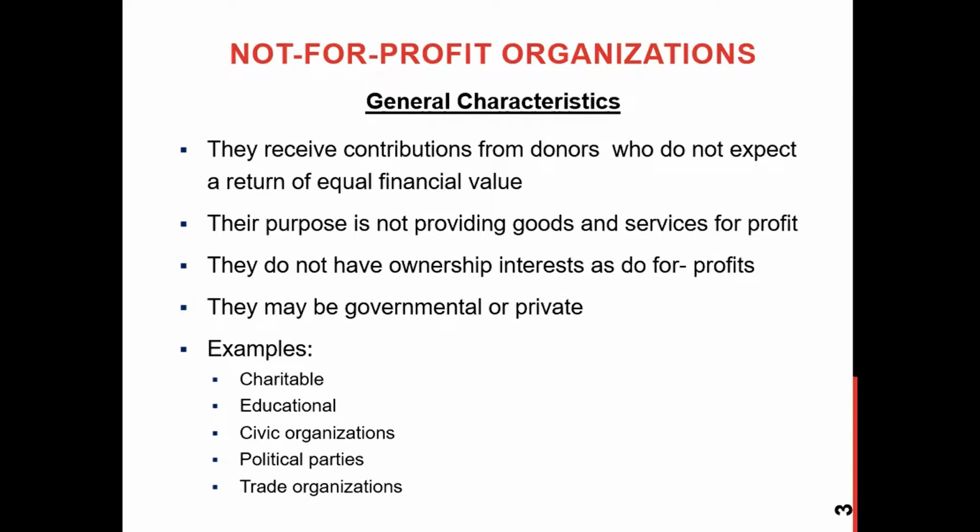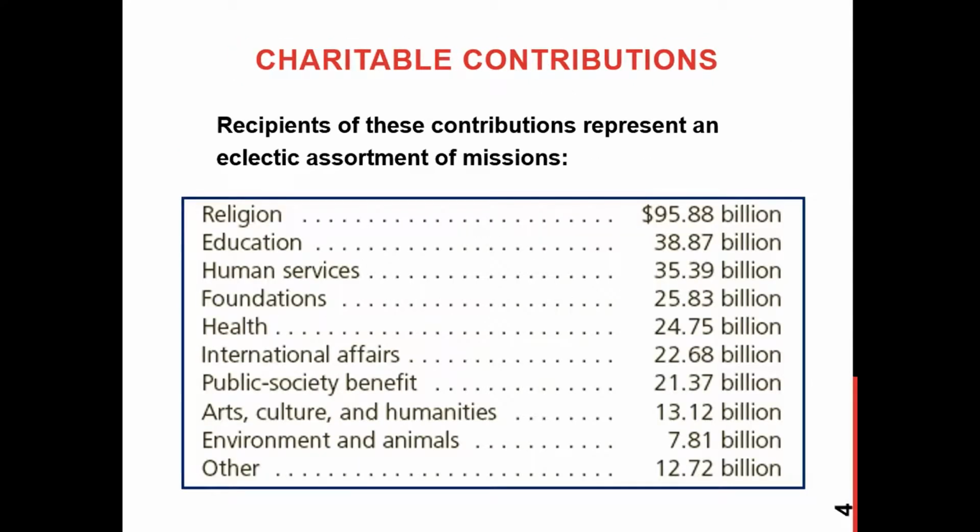So some of the non-profit entities can be classified as governmental entities, for example, a state-operated hospital or a public university. But here we mainly will focus on private not-for-profit entities. For example, any charitable organization, college, university, civic organization, or trade organization. So you will see here one chart from our textbook.